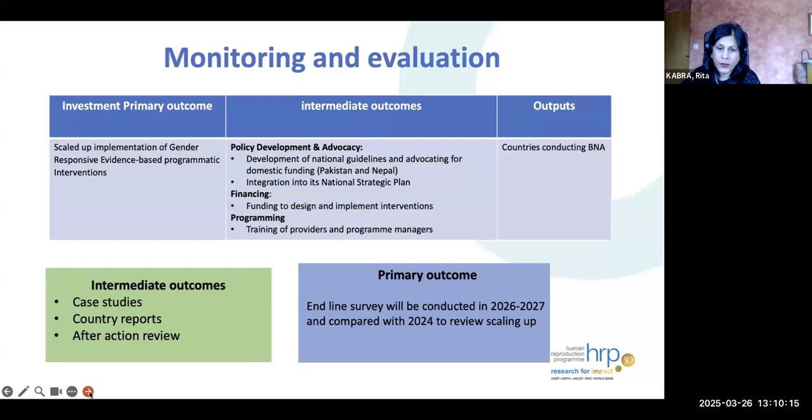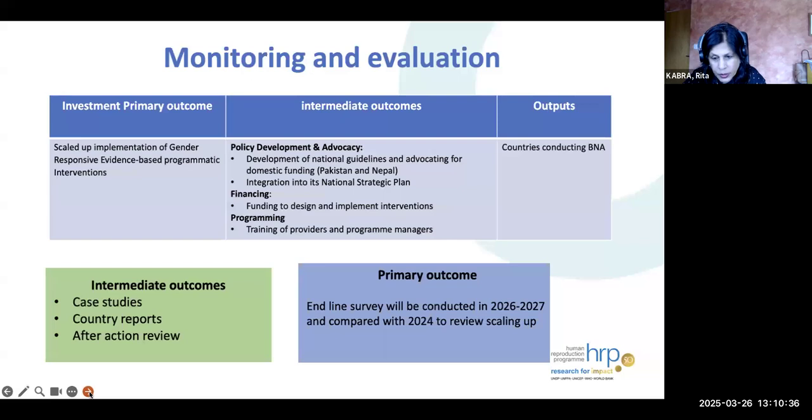As we are implementing the protocol, we also have a monitoring and evaluation framework which we have developed and which is implemented, where we use the case studies, the country reports, and the after action reviews, to be done every 6 months, to see how we are progressing.